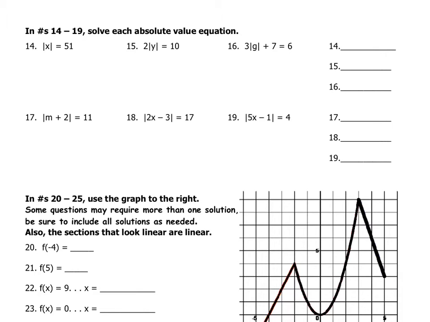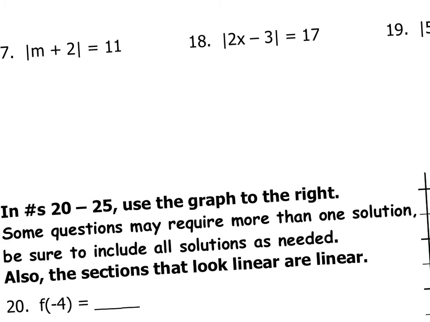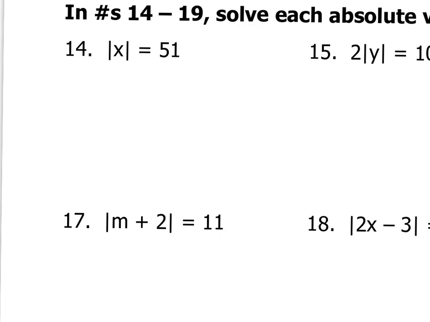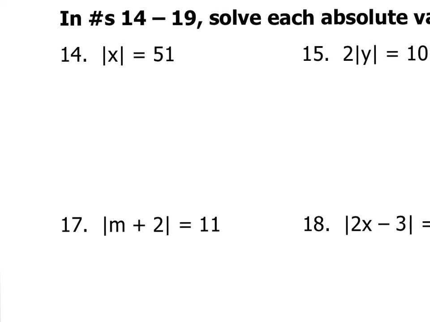All right, so for the second part of our Chapter 9 review, let's take a look at some absolute value stuff. Remember, the absolute value is the distance a number is away from 0. And since we are measuring a distance, that means an absolute value can never be negative. So it basically takes the negative off of any number.